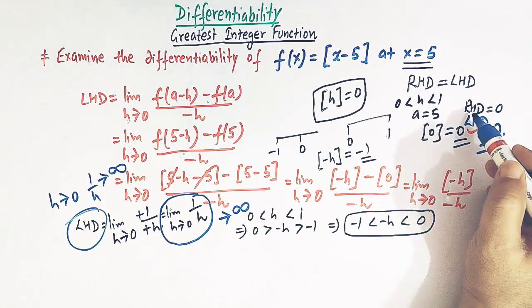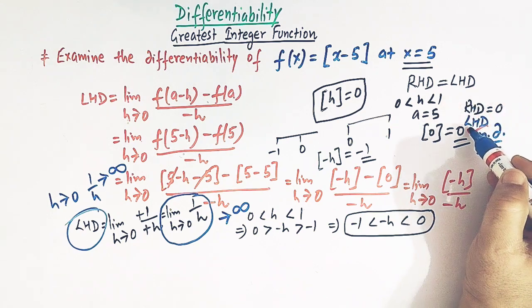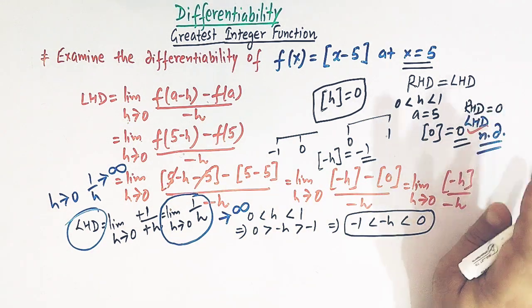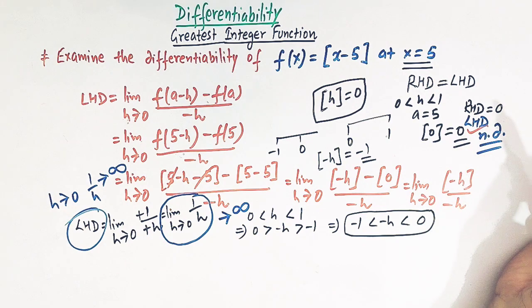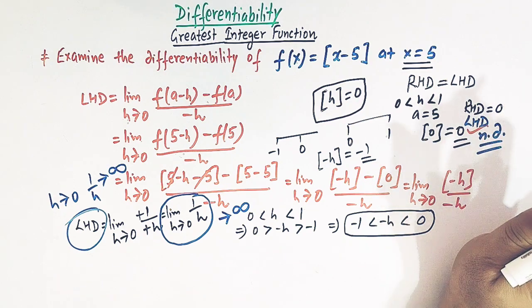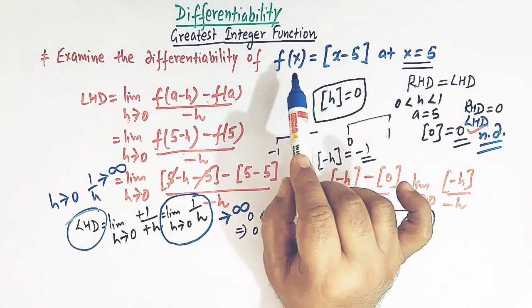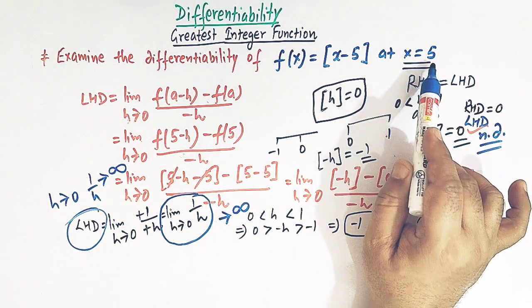So we can see that the right hand derivative is 0 and it is finite, but the left hand derivative does not exist, or it is not defined. So we can safely claim that the right hand derivative and left hand derivative are not equal. Although the right hand derivative exists and is finite, the left hand derivative is not defined. So we can safely claim that this function, the greatest integer function, is not differentiable at x is equal to 5.